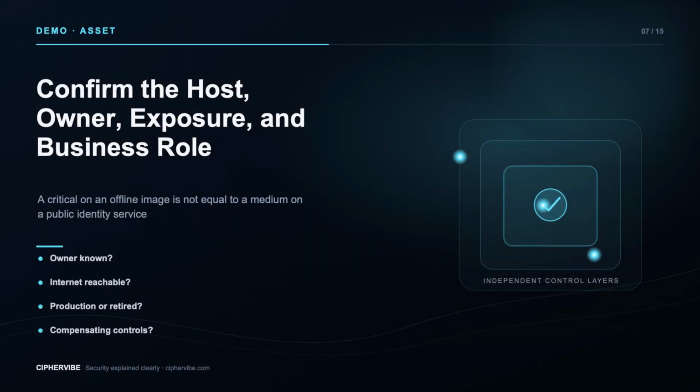Select Lab Web 01. The inventory says production, internet-facing, and owned by the identity team. Lab Archive 01 is offline and scheduled for deletion. Asset state immediately changes urgency, but it does not erase a finding. Record the evidence for the exception and its expiration date. An offline system can return to service by accident, so exceptions need owners and review dates.